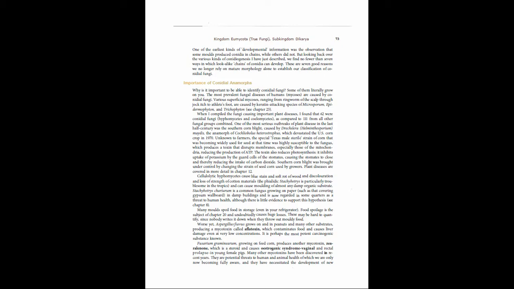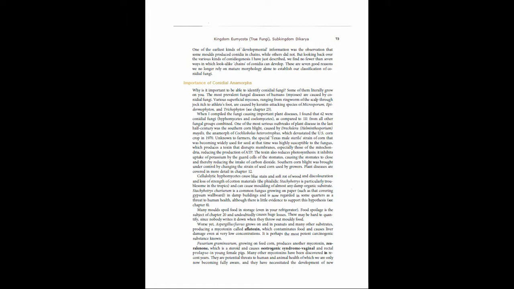When I compiled the fungi causing important plant diseases, I found that 62 were conidioid fungi, Hyphomycetes and Coelomycetes, as compared to 111 from all other fungal groups combined. One of the most serious outbreaks of plant disease in the last half-century was the southern corn blight, caused by Drechslera, Helminthosporium, maydis, the anamorph of Cochliobolus heterostrophus, which devastated the U.S. corn crop in 1970.